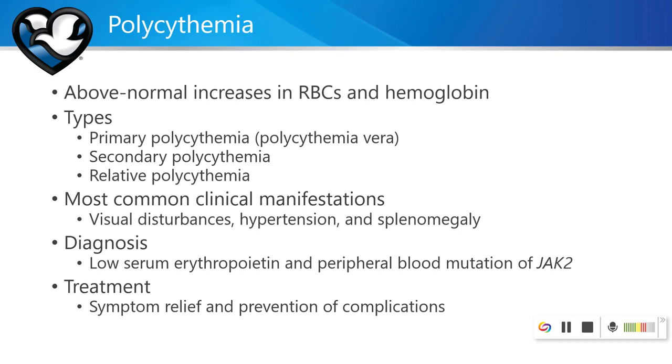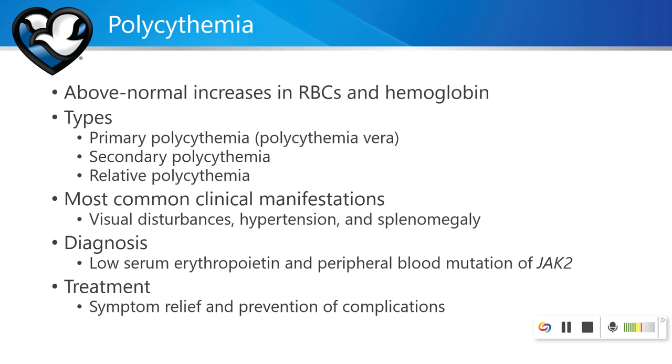Polycythemia refers to an increase in red blood cells and hemoglobin, and the two types include polycythemia vera and secondary polycythemia. Polycythemia vera is a primary disorder in which bone marrow produces too many blood cells. It is considered a neoplastic disease because of uncontrolled proliferation of cells. This occurs due to a mutation in the JAK2 gene, which is present in all patients with polycythemia vera.